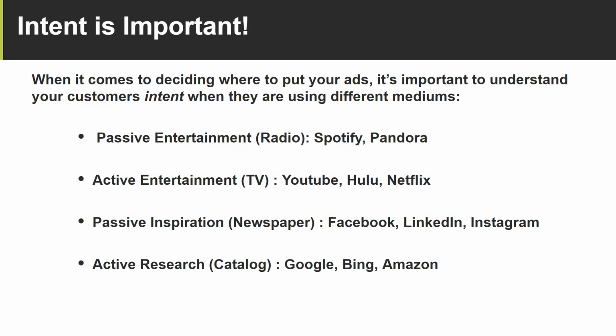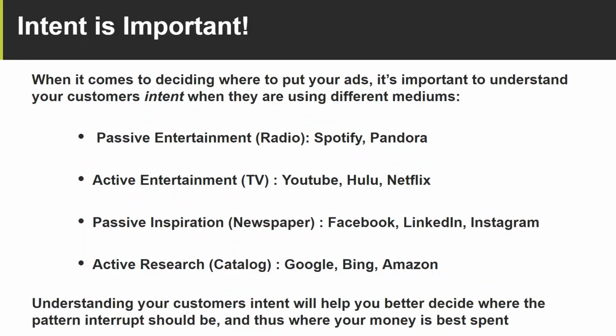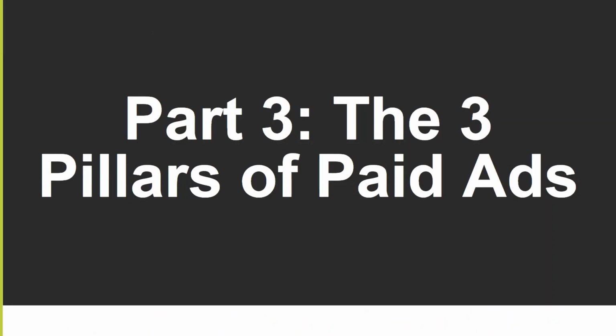And then active research, like search engines, Google, Bing, Amazon. They tend to have higher conversion rates because people are actively searching for a solution, and then they see your ad, they click through, so they're more compelled to take action and actually convert. So understanding your customer's intent will help you better decide where the pattern interrupt should be. Paid advertising is a pattern interrupt, and thus where your money is best spent. So that's something to keep in mind as well.